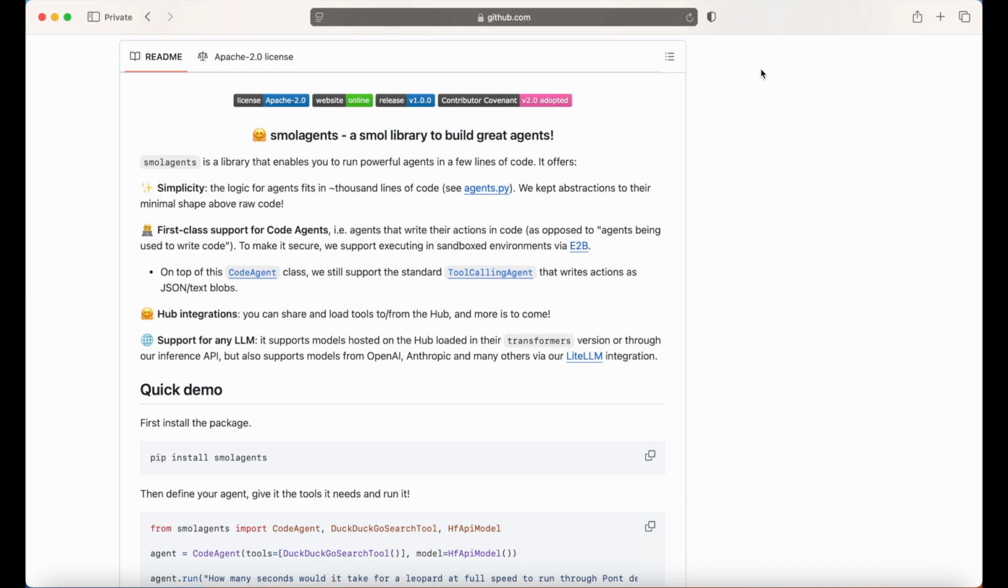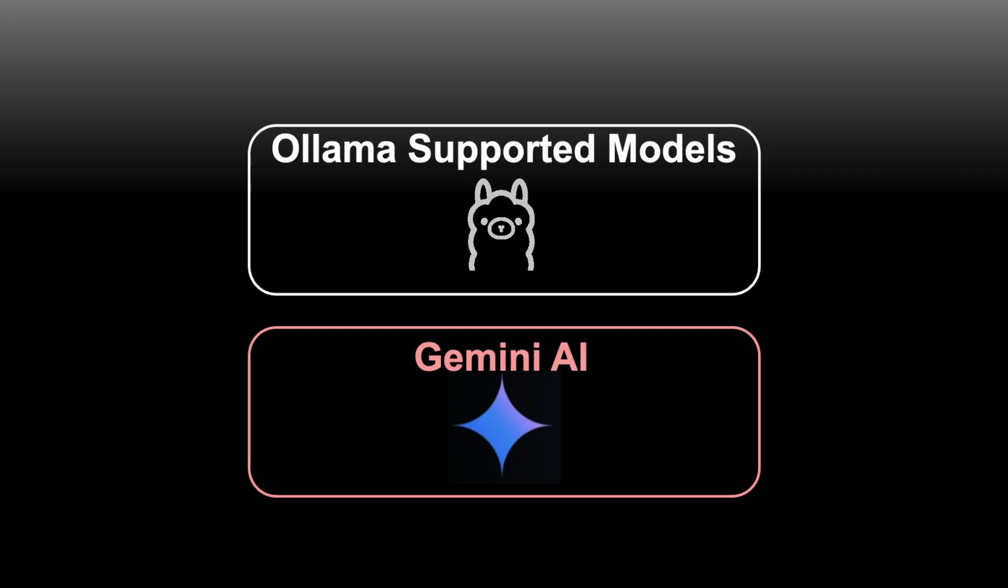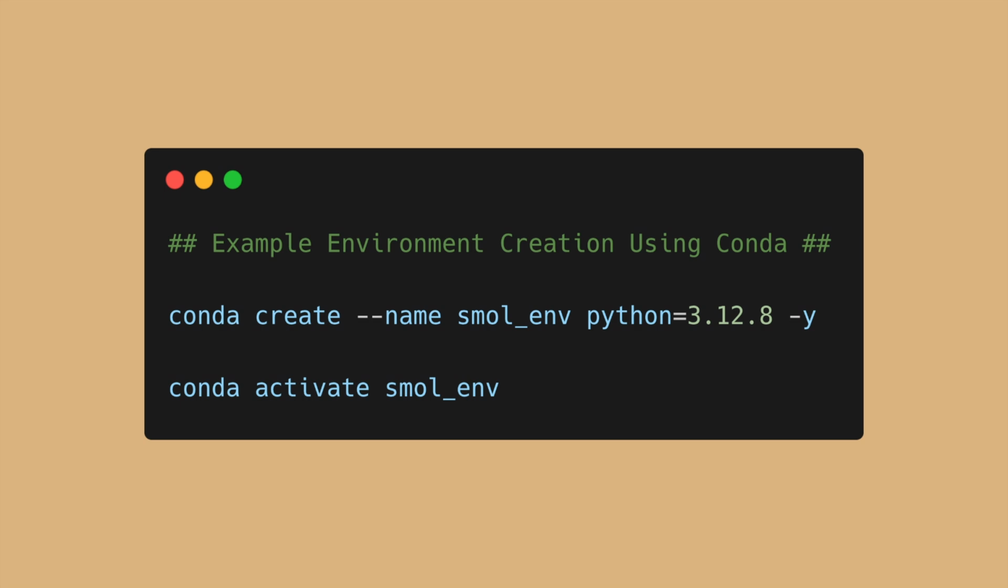We'll use the powerful SmolAgents library from Hugging Face. And I'll show you how to integrate both open source models using Ollama as well as Google's Gemini AI family of models. First, create a new Python environment using Python version 3.12.